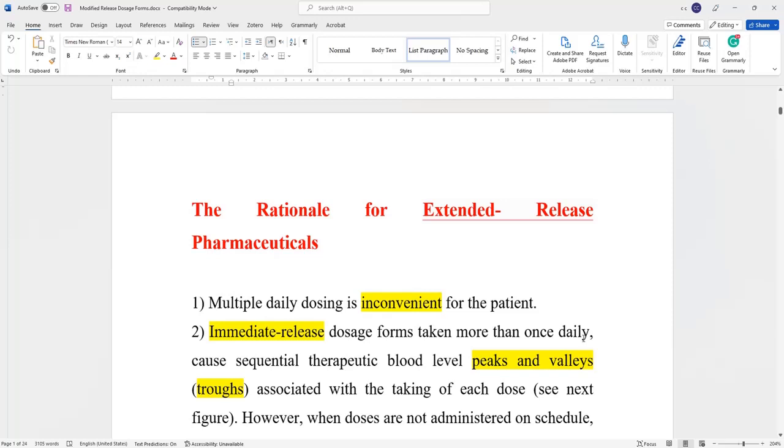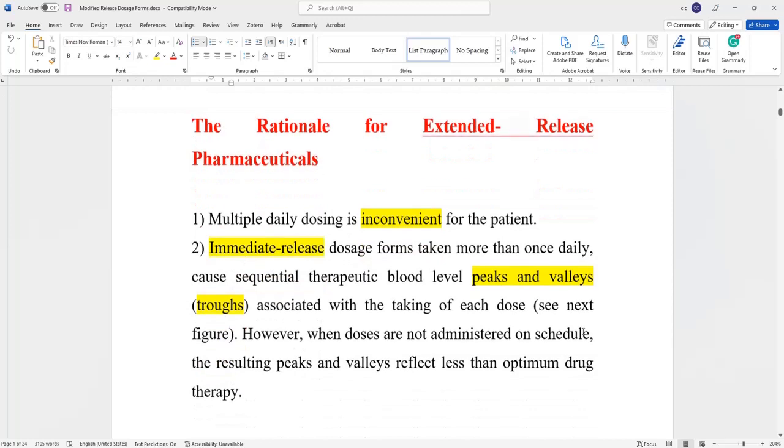We are going to start with why, the reasons. When we say rationale, it is the reason behind something, why we are doing it. So why do we need to do extended release pharmaceutical preparation? Of course, one of the first points anyone can say is that taking multiple doses daily is inconvenient for the patient. And of course, there are several consequences of this.